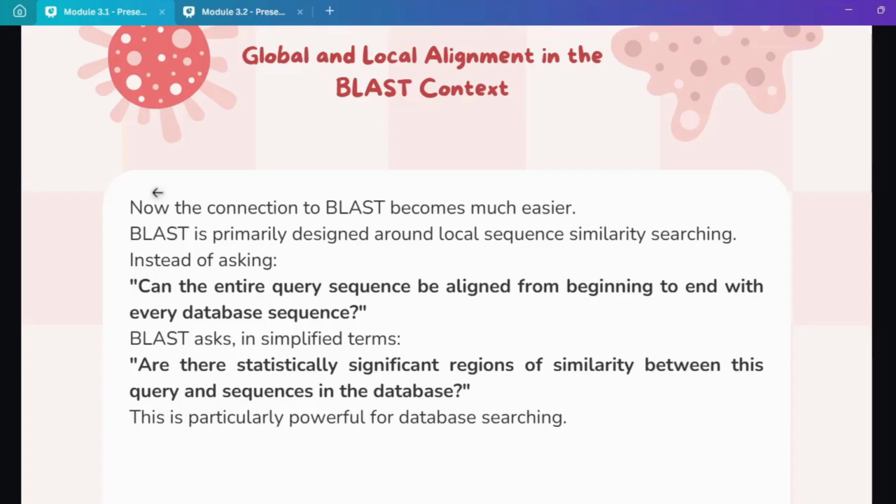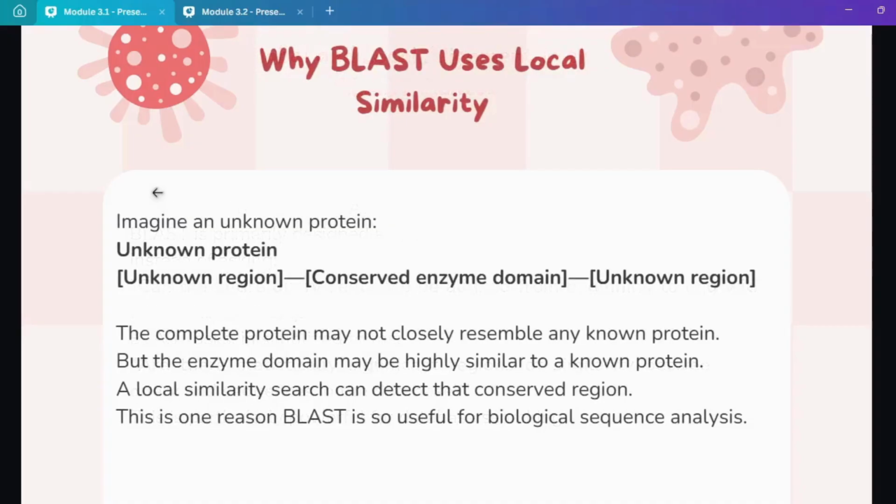This is particularly powerful for database searching. Why does BLAST use local similarity? Consider one protein that has one unknown region and one conserved enzyme domain. A conserved enzyme domain is a domain that is common in many species. The complete protein may not closely resemble any known protein, but the enzyme domain may be highly similar to a known protein. So a local similarity search can detect that conserved region. This is one reason BLAST is so useful for biological sequence analysis.